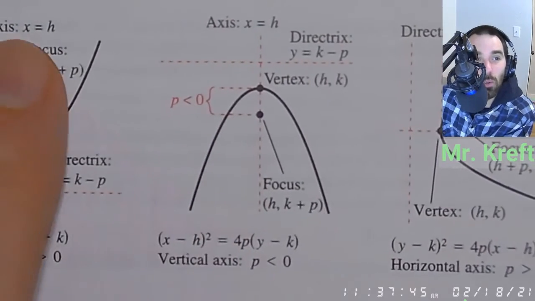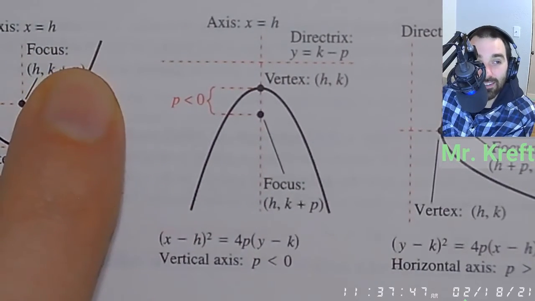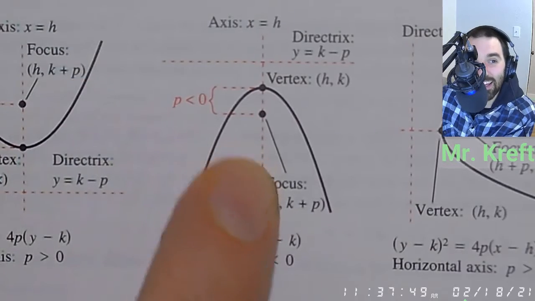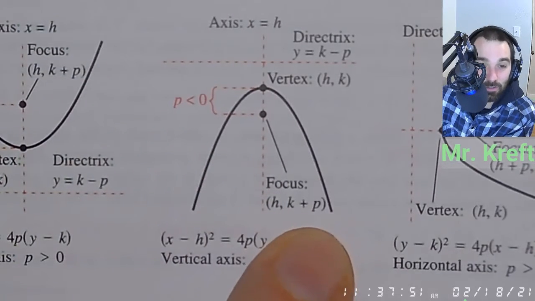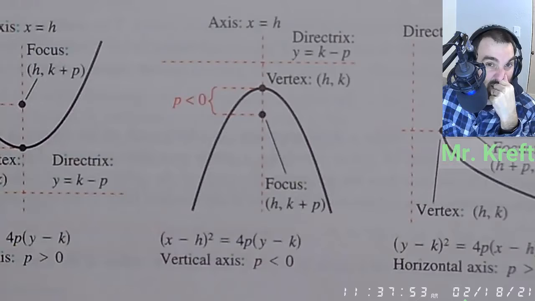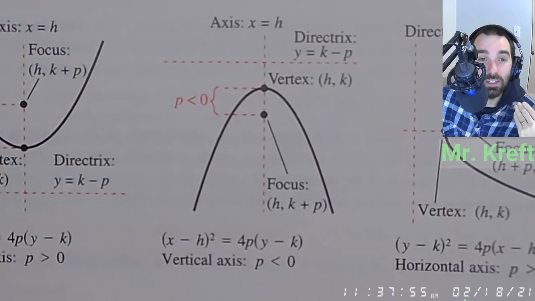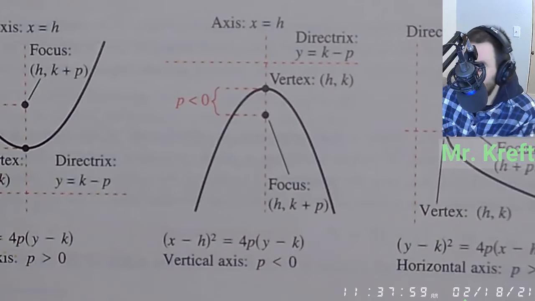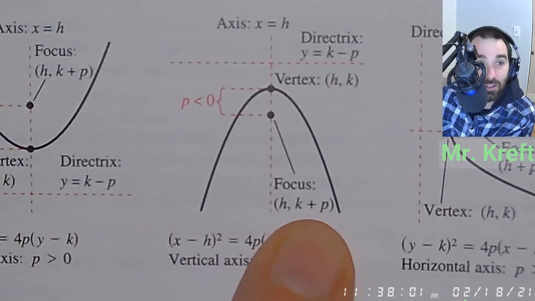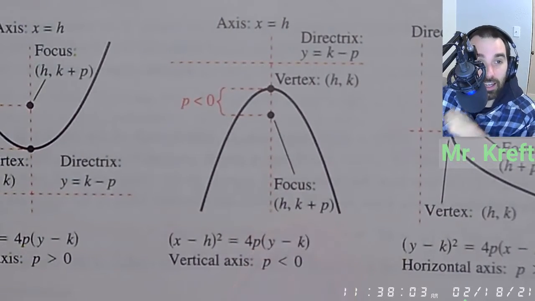So what they do is they just always say you add p, right? So if p is negative, then you're adding a negative. That's what it means there. So the reason why they do plus is because it's not inversely proportional. It's directly proportional. So if p is negative, you're just adding a negative, you're going down.